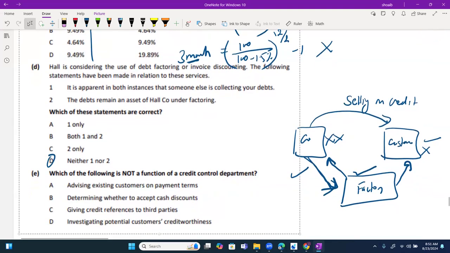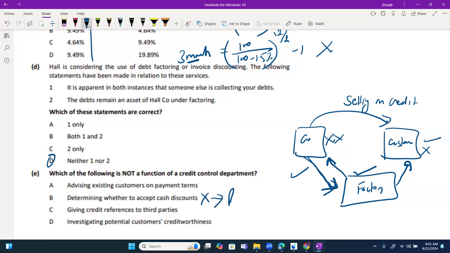Last: which of the following is not a function of the credit control department? Advising existing customers on payment terms, determining whether to accept cash discount. No, whether to accept cash discount is not your function. That is a function of the payables department, not yours.